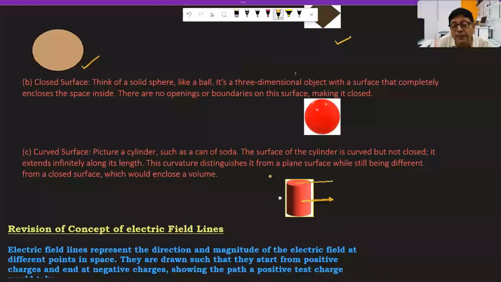But this has a curved surface as well as a plane surface. This top is a plane surface. You can see this one is a plane surface. And this one, the outer one, is a curved surface. Okay?